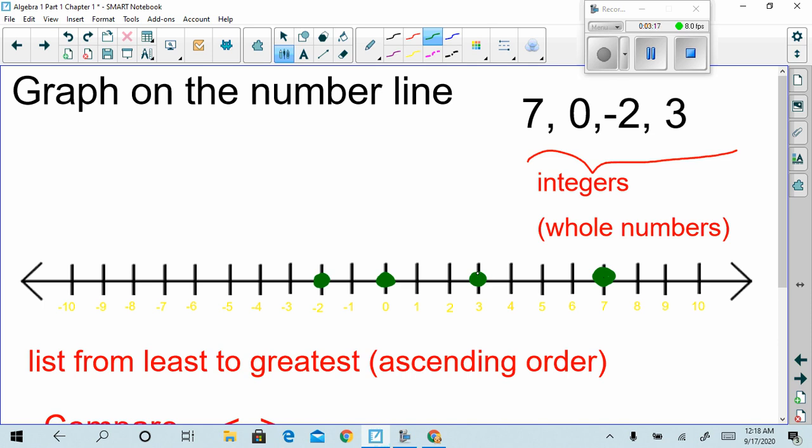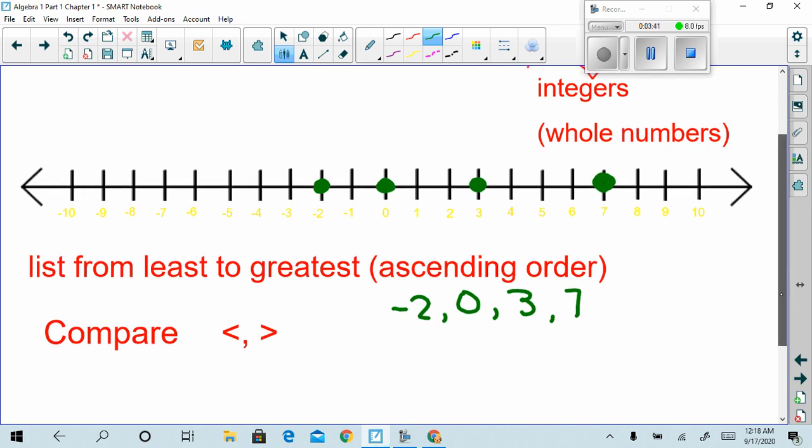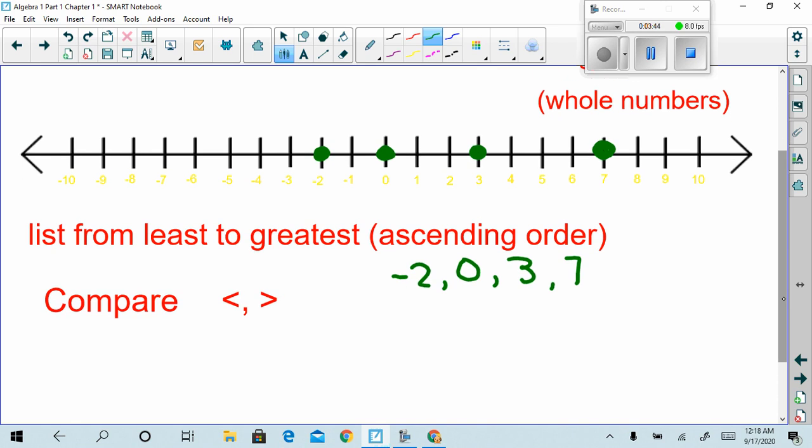I can now list them in ascending order from least to greatest. What will that look like? Well, the lowest number here was negative 2. It increases to 0, to 3, and 7. I now took these numbers that were out of order and found them on the number line to help write them in order.